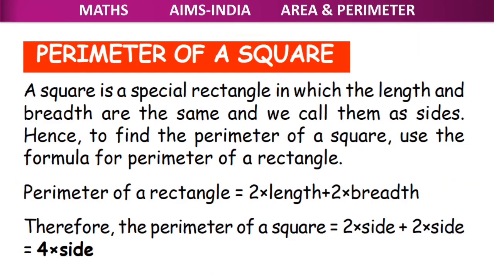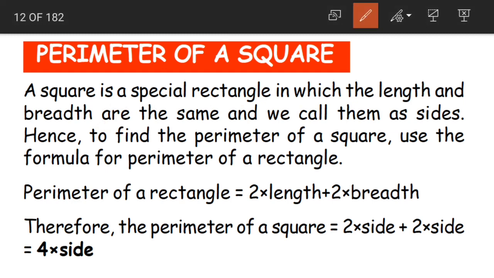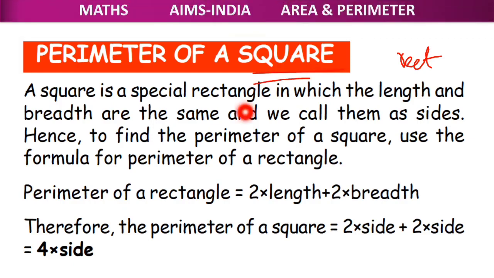Now coming to perimeter of a square. What did we learn just now? We learnt about perimeter of rectangle. Now let us learn how to find out the perimeter of a square. Now a square is a special rectangle in which the length and the breadth are the same, and we call them sides. Hence, to find out the perimeter of a square, use the formula for perimeter of a rectangle.